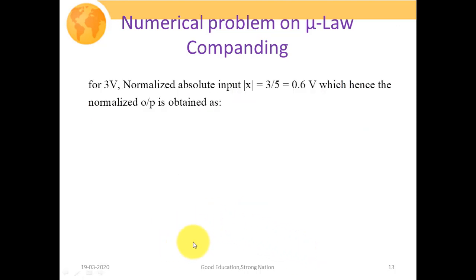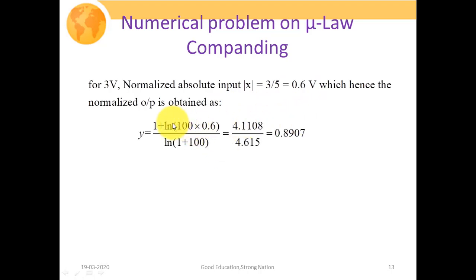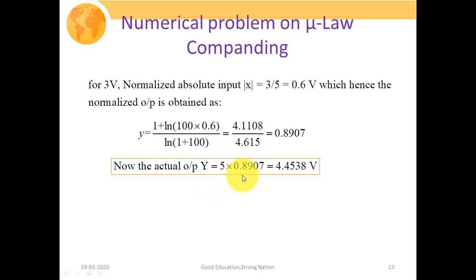And similarly, we could calculate for the 3 volt signal. So the normalized value of our input signal would have been calculated as 0.6. So the normalized output would have been calculated again with the same characteristics. So y turns out to be ln of 1 plus 100 times 0.6, divided by ln of 1 plus 100. So this would have been calculated as 0.8907. So again, this is the normalized value of the outcome. So the actual output turns out to be 5 times 0.8907. That turns out to be 4.4538 volt. So this is the finalized output of our numerical problem. That is, when we apply 3 volt at the input of our compressor, the final output will be 4.4538 volts.